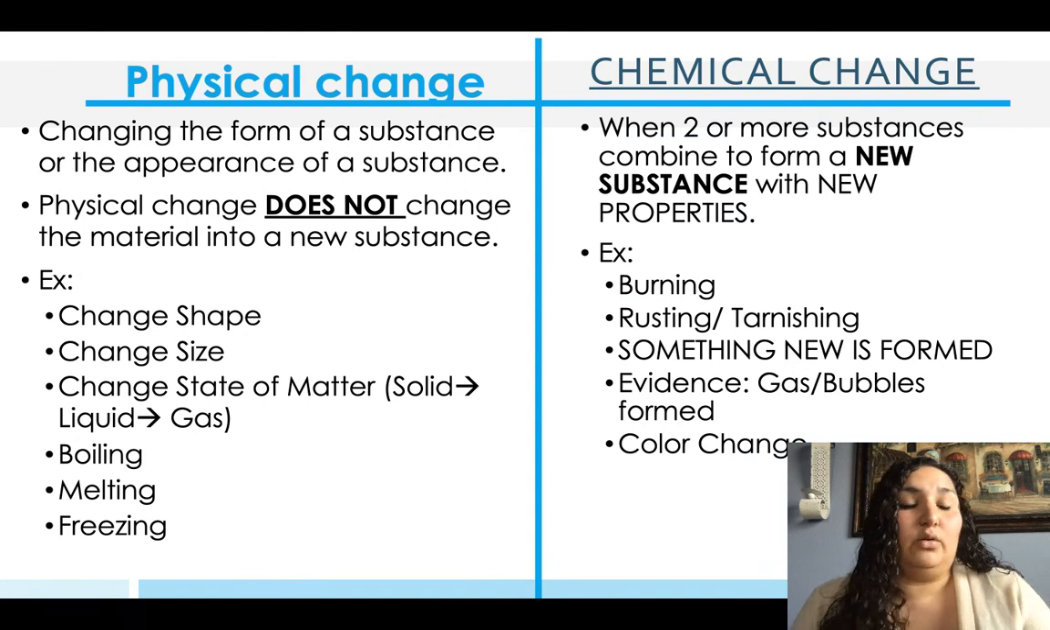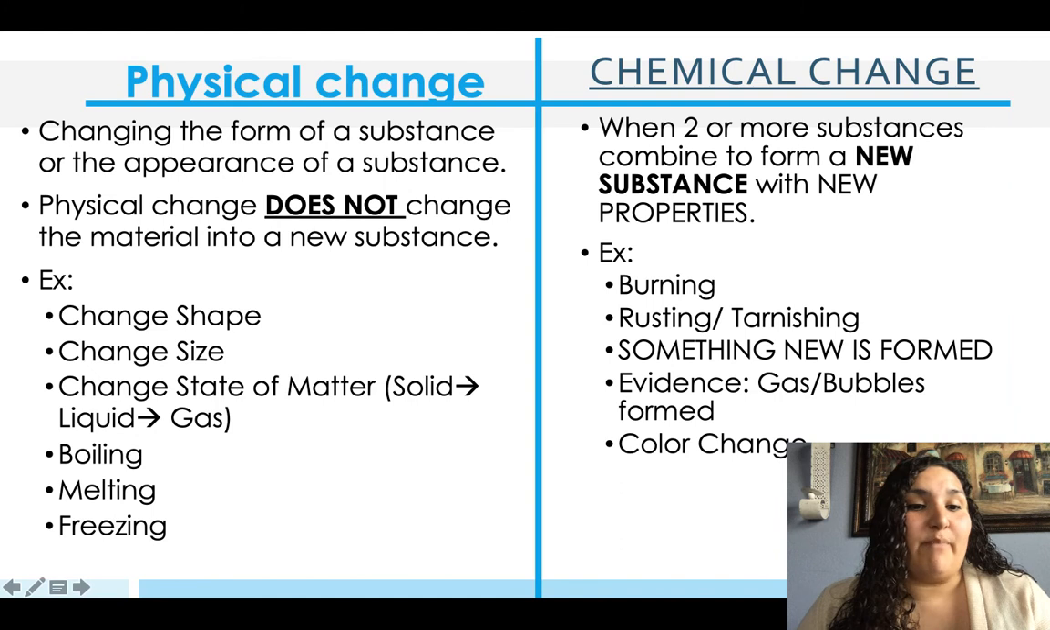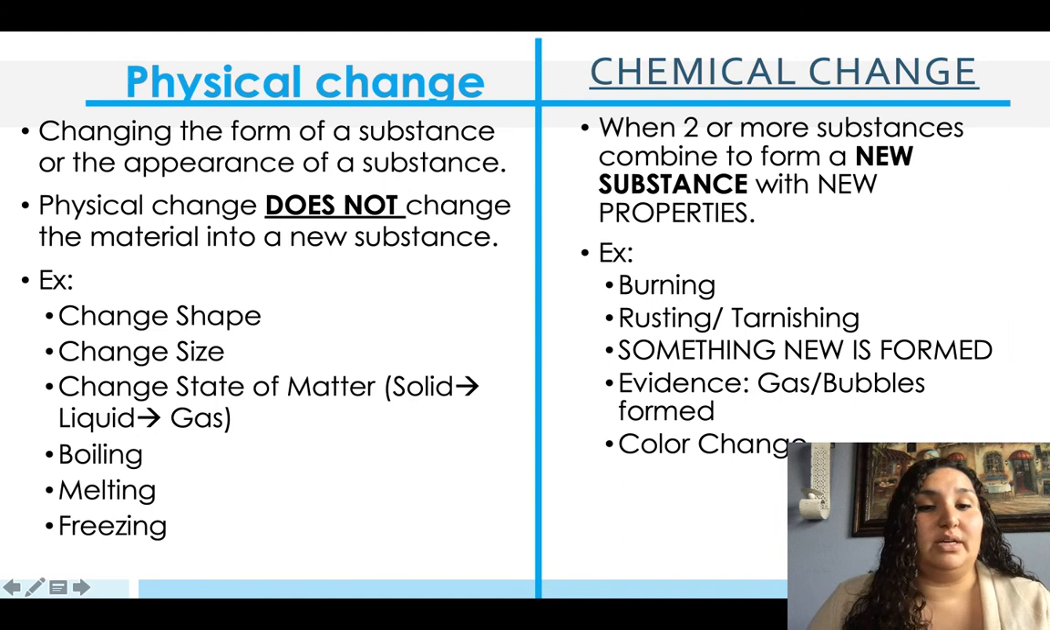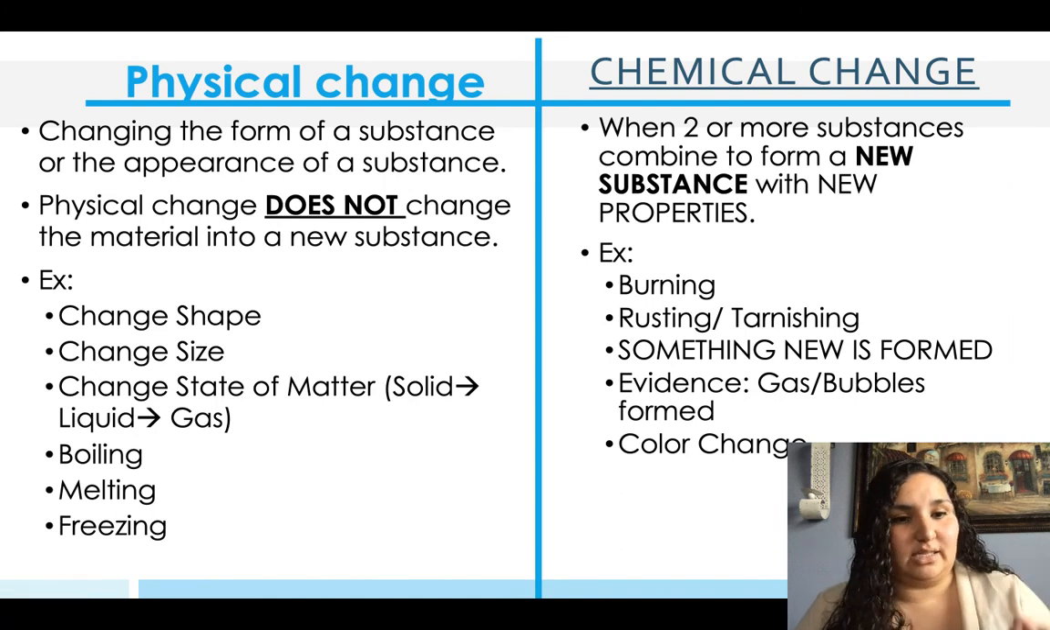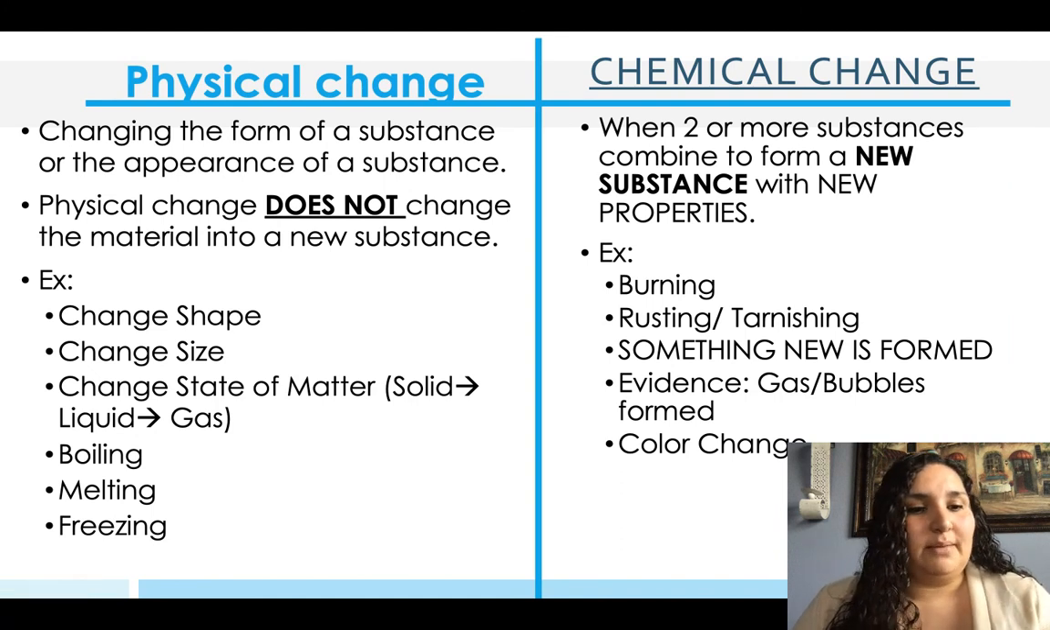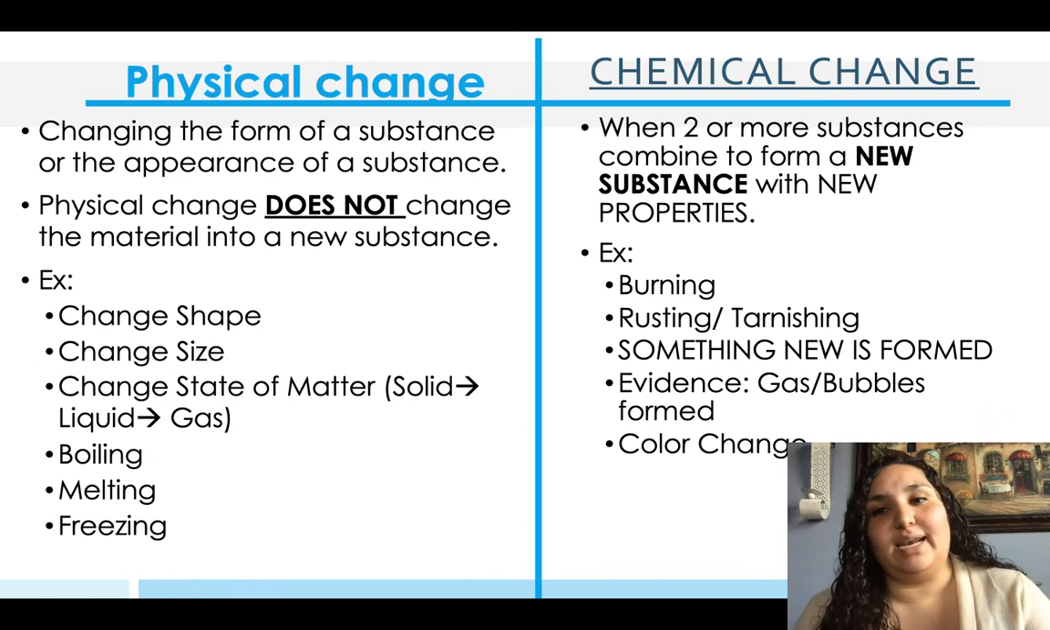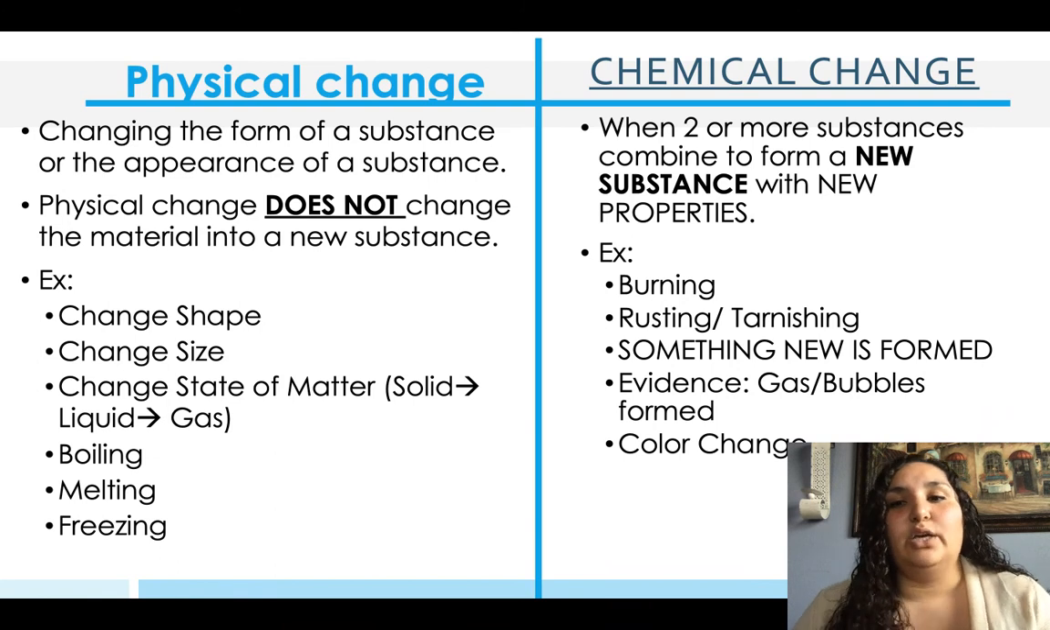You can melt that gold and change the state of matter, so you can go from a solid to a liquid, but it's still gold. Boiling, melting, freezing, anything, once again, you are still with the same substance. Now, chemical changes is when two or more substances combine to form a new substance. What you input is not what you get at the end, the output. You have a new substance with new properties. For example, burning, rusting, tarnishing.